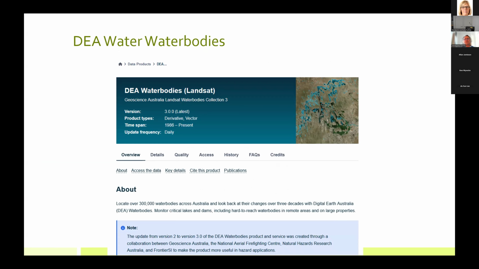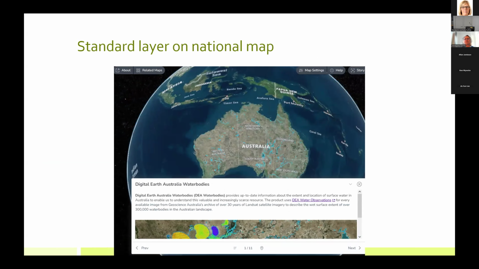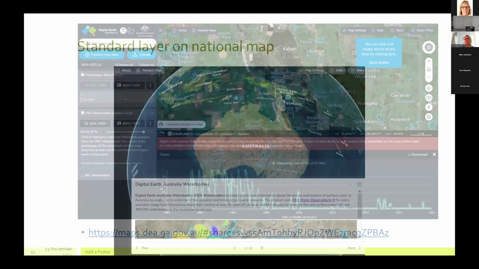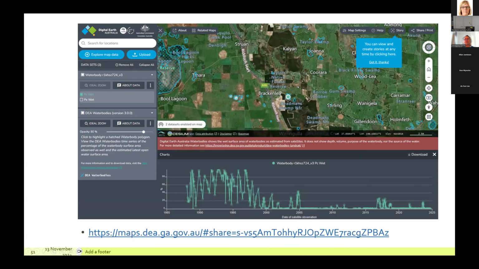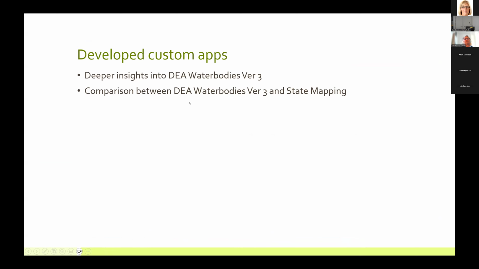And then Geoscience Australia also produced what they call a water body product, which is derived from the water observations, and as we mentioned, available as a standard layer on national map. That's what you get for this particular polygon here. We've taken those, and you can actually add a couple of polygons if you like. We've basically taken that data and had a bit more of a deep dive into it.